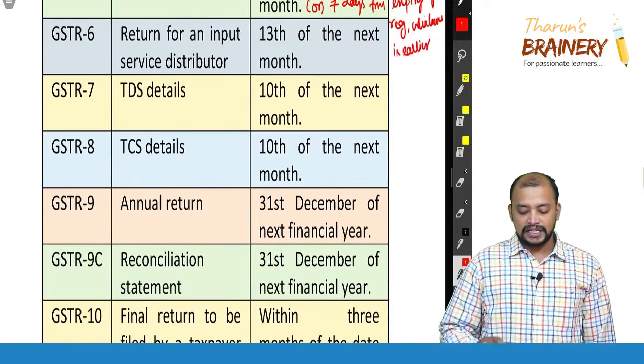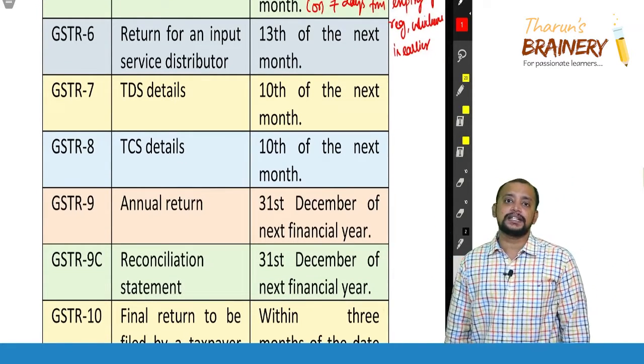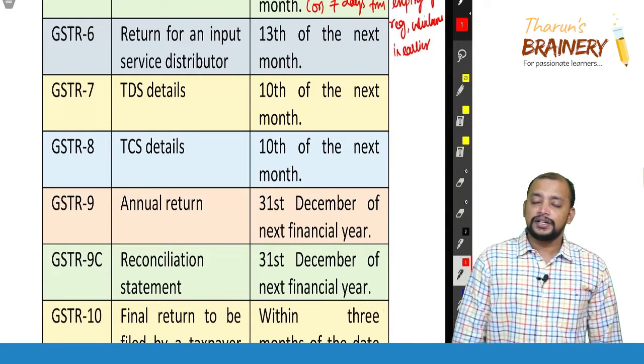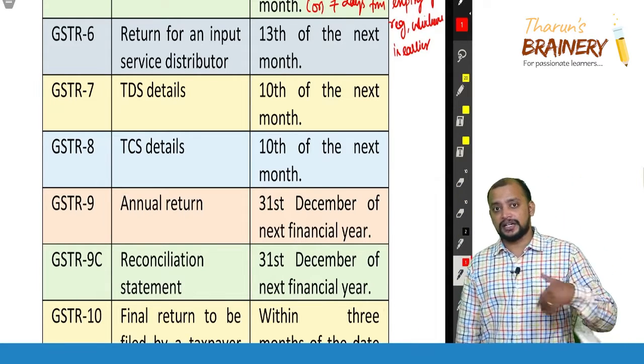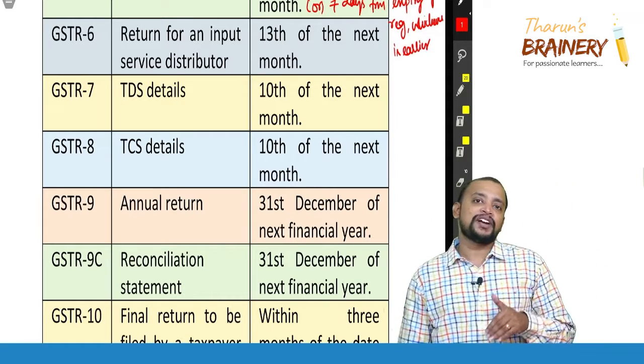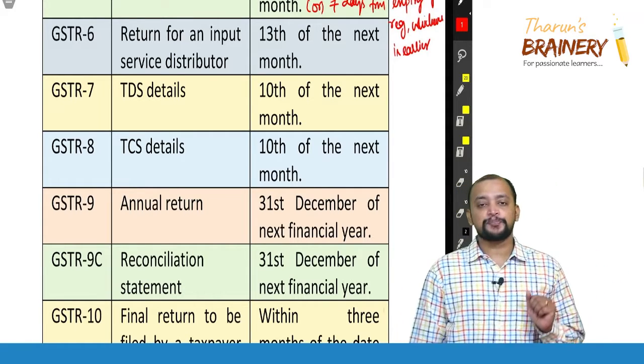GSTR 7 and GSTR 8. GSTR 7 is TDS and GSTR 8 is TCS. And the TDS and the TCS should be paid along with the return, and the return should be filed by 10th of the month following every month.